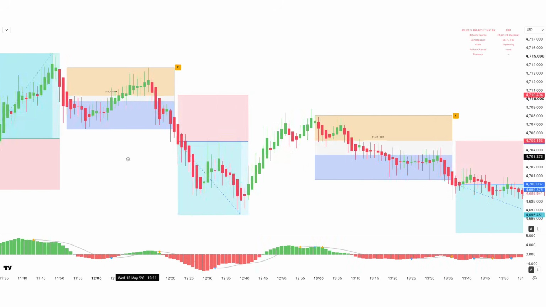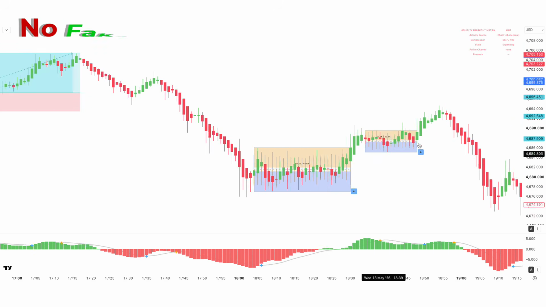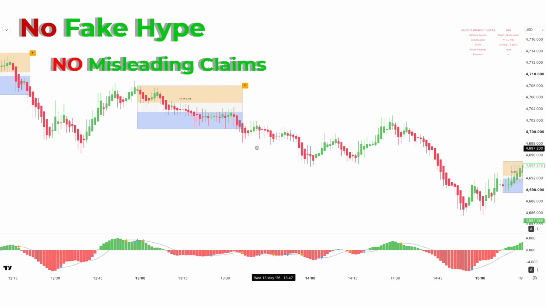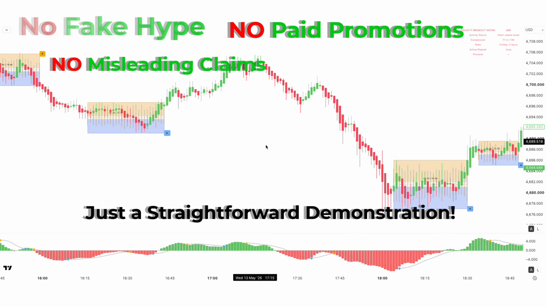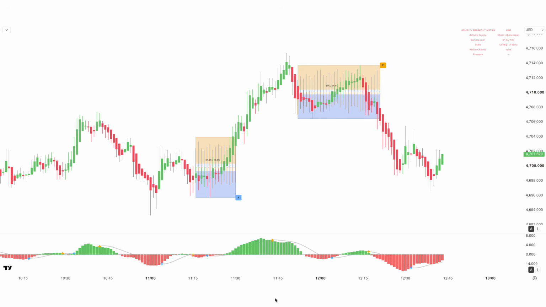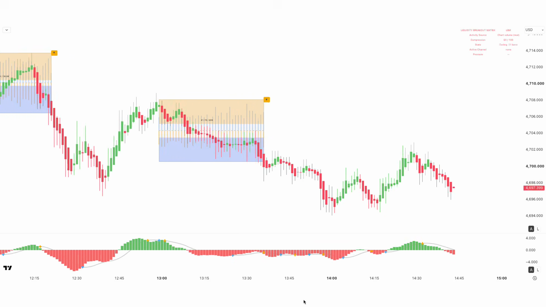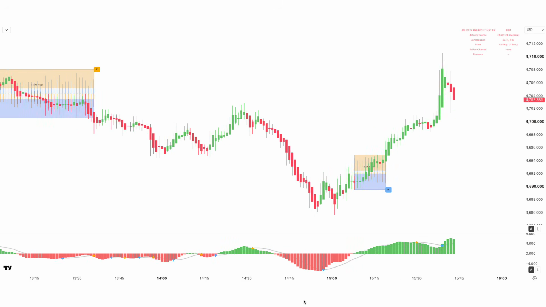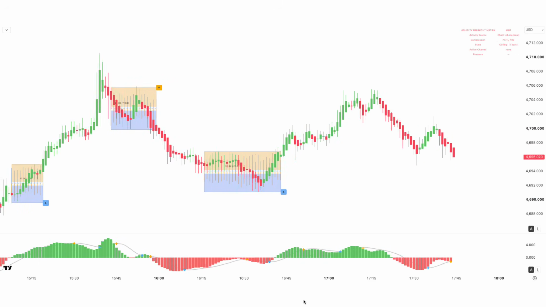My goal is simple: to give you practical information that you can verify yourself. No fake hype, no misleading claims, and no paid promotions. Just a straightforward demonstration so you can decide whether this indicator deserves a place in your trading setup. So, if you're ready to discover a smarter way to analyze support and resistance, let's jump straight into TradingView and see what this free indicator can actually do.